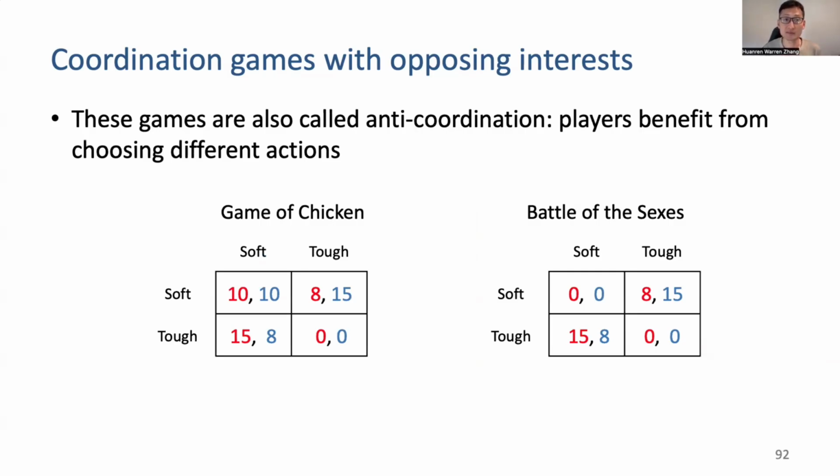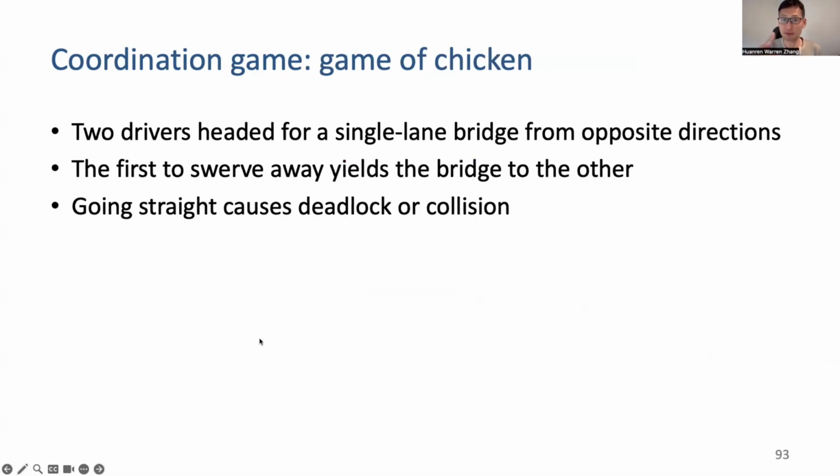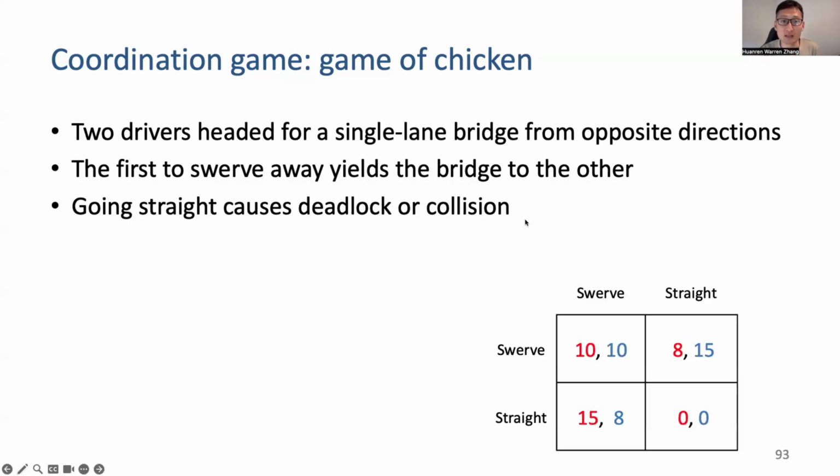So these situations can be summarized as two types of games. One game is called Game of Chicken. The other is called the Battle of the Sexes, right? So here are two examples, one for each of these two games. Let's have a look at this game of chicken. This game was first describing two drivers headed for a single lane bridge from opposite directions. And the first to swerve away would yield the bridge to the other. And if both of the drivers go straight, it would cause deadlock or collision.